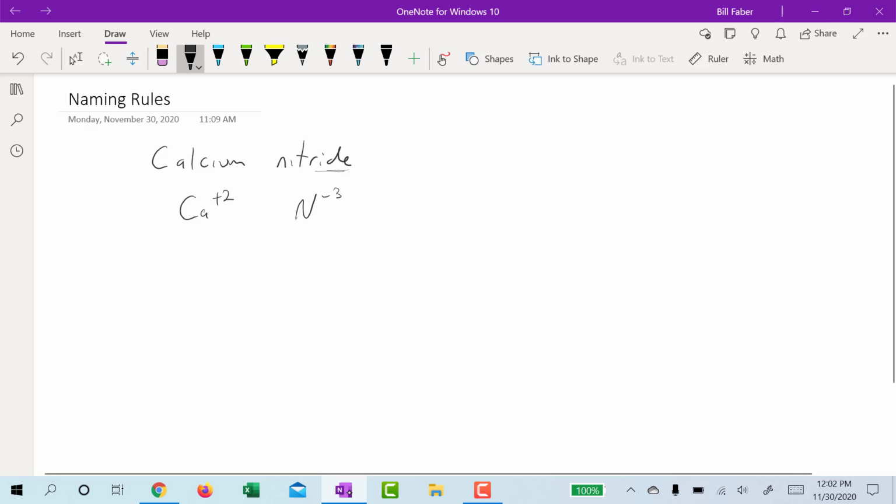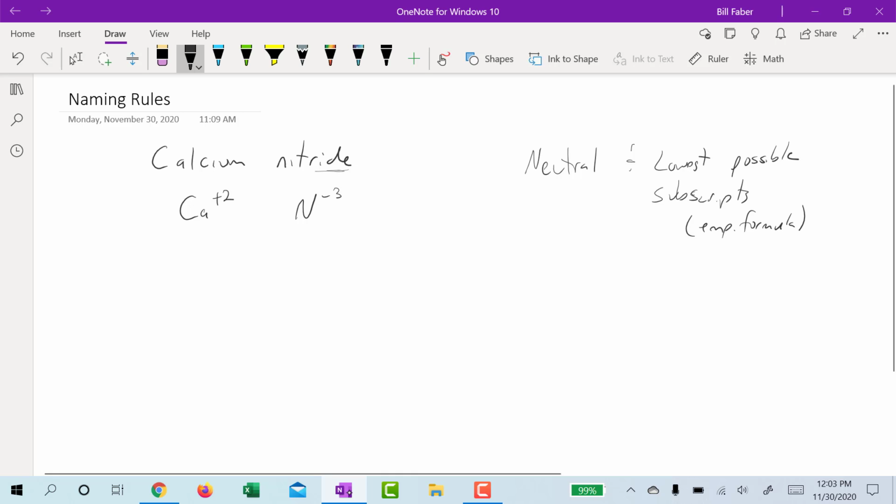Now, when we write these down, we need to make them neutral with the lowest ratio possible. Remember, ionic compounds are really empirical formulas, so we have to make them neutral with the lowest possible subscripts. That means the empirical formula, and I told you we call that a formula unit with ionic compounds. So if you think, how can I make these neutral? Well, you have to come up with a common denominator. This is a little trickier.